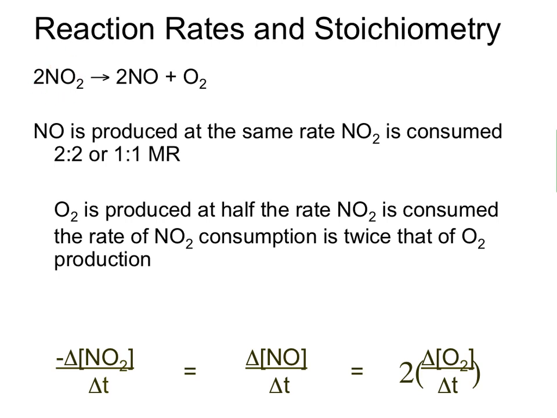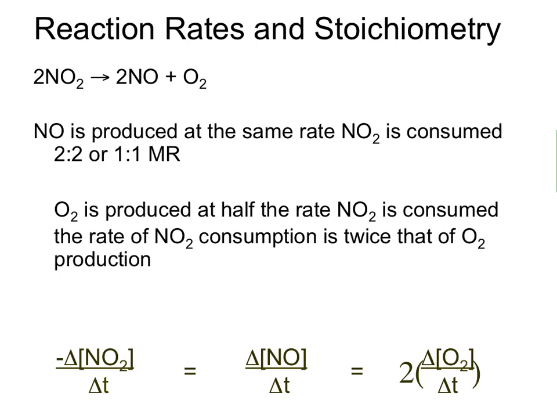So if we look at NO and NO2, the relationship here is 2 to 2, or 1 to 1, in terms of mole ratio. So the production of NO is occurring at the same rate as the breakdown or decomposition of NO2. The stoichiometry supports that.